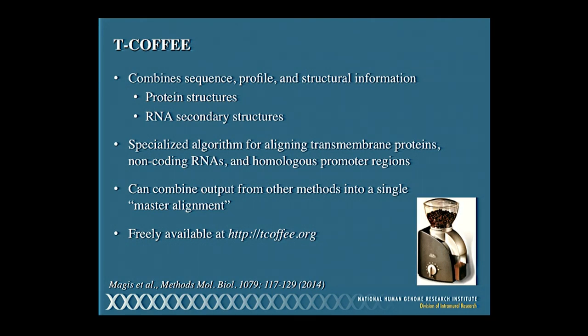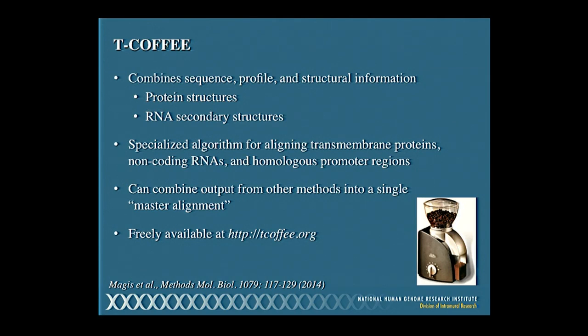What I particularly like about this method is it allows you to take output from other methods, like Clustal and other things that are out there, and combine them into a single master alignment. And what that master alignment is going to quickly tell you is where there are inconsistencies between the methods. If there are places from method to method to method where you now have an inconsistency, give special attention to those regions. You might have to hand curate those alignments a little bit to improve upon them. So it's a quick way to zero in.